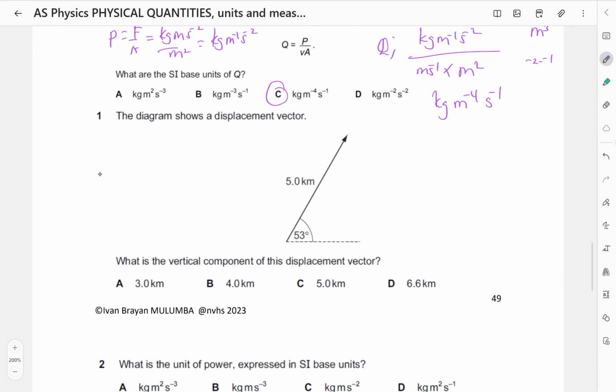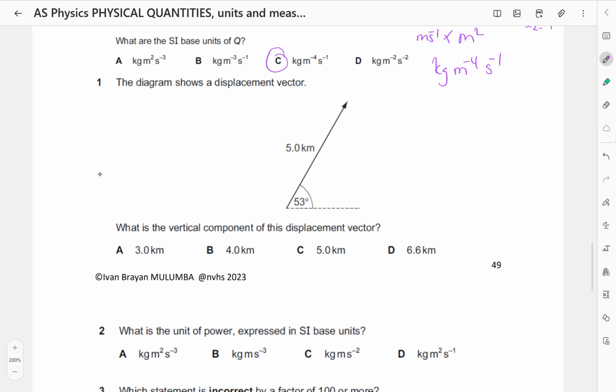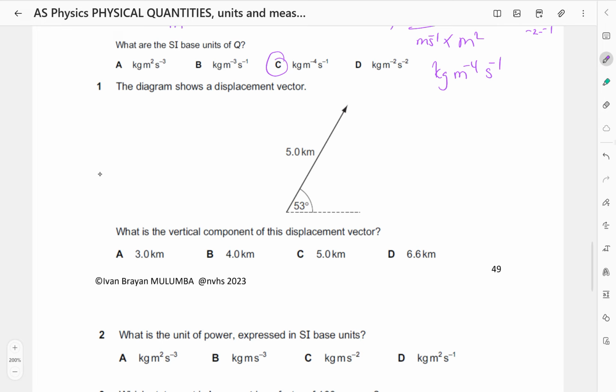The diagram shows a displacement vector. What is the vertical component of this displacement vector? So we just resolve this vertically, and I think the answer is going to be A. If I'm not mistaken, no, it is not A.